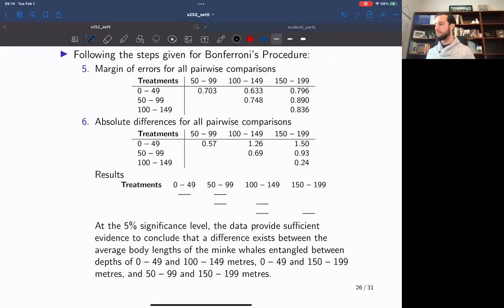All right, so we have to build a margin of error for each of the different comparisons of interest to us in this experiment. So we want to compare the 6 different means. We want to compare the mean at 0 to 49 to the mean at 50 to 99, the mean at 50 to 99 to 100 to 149, the mean at 0 to 49 to 100 to 149, etc. So in this first table under 5, these are all of the different margins of error that we need for this particular experiment.